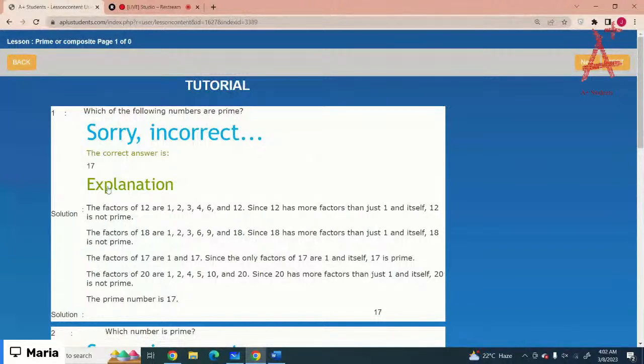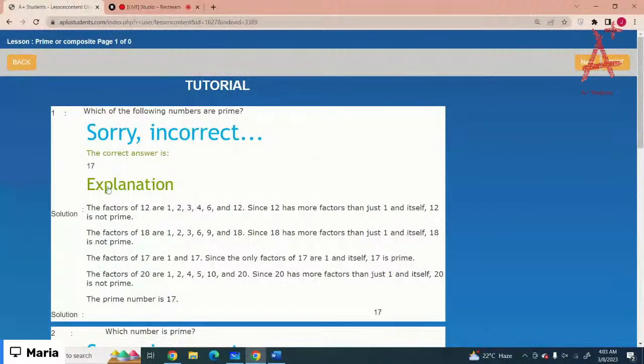So what are the prime numbers? Prime numbers are the numbers that have only two factors, 1 and the number itself. If a number has more than two factors, then the number is a composite number. Got it? So the numbers in the list are 12, 18, 17, and 20. The factors of 12 are 1, 2, 3, 4, 6, and 12. Since 12 has more factors than just 1 and itself, 12 is not a prime. Got it? 12 is a composite number.